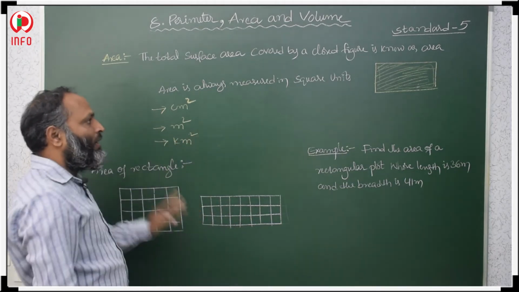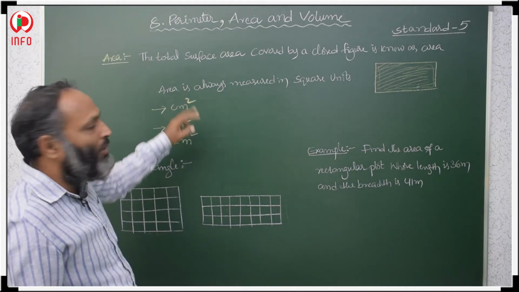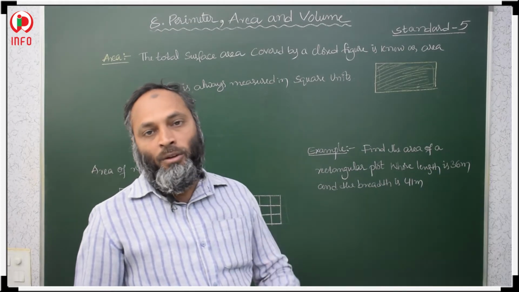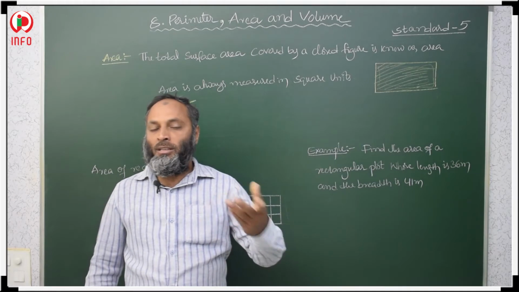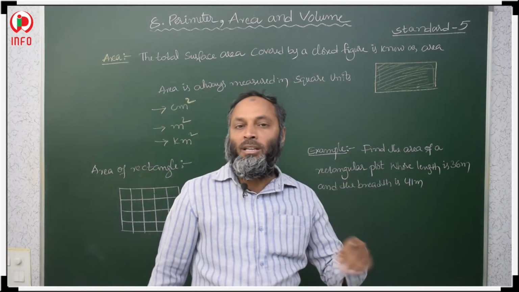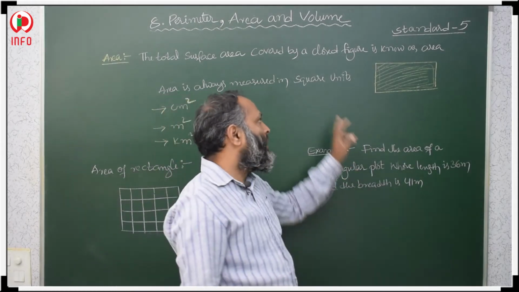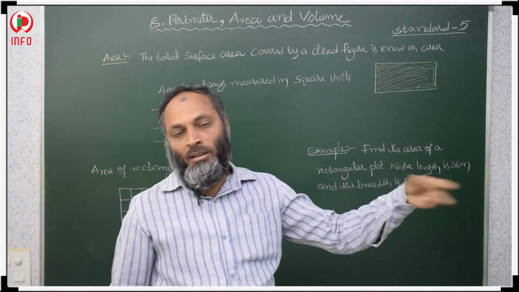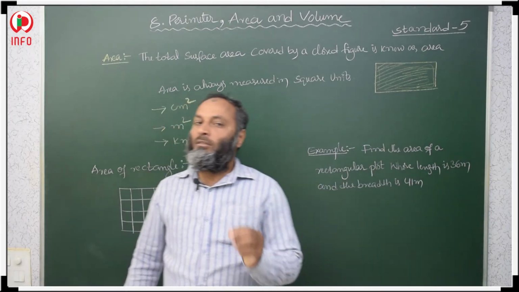Whenever we find the area, whatever the units may be, whether centimeters, meters or kilometers, we get square centimeters, square meters or square kilometers. It means square units. Units means either a centimeter, a meter or a kilometer. So area is always in square units.